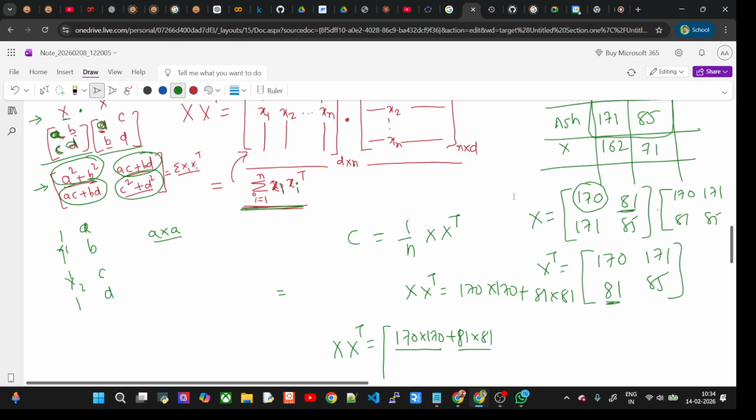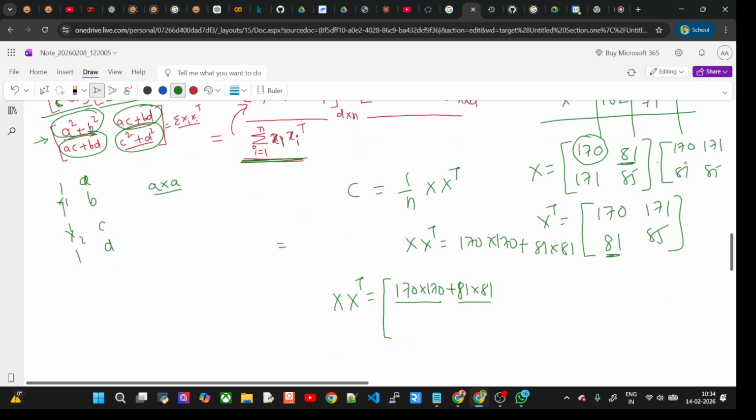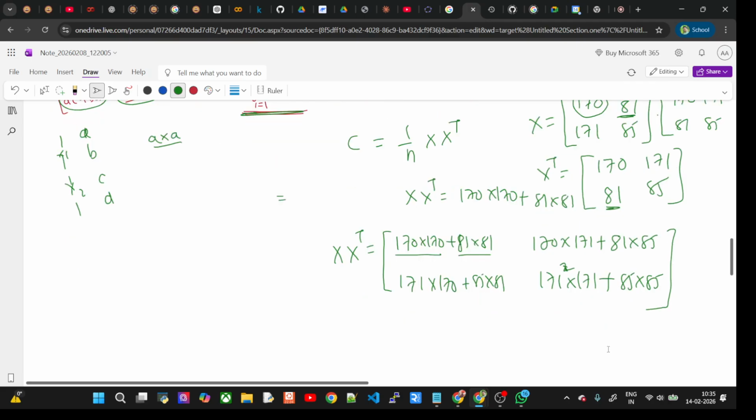Next point, I'll just type here 170 81, 171 85. What is happening now? We are doing the multiplication. This is just matrix multiplication, we are not doing anything else. We have 170 into 171 plus 81 into 85. In the same way, here 171 into 170 plus 85 into 81. Next is 171 into 171 plus 85 into 85.